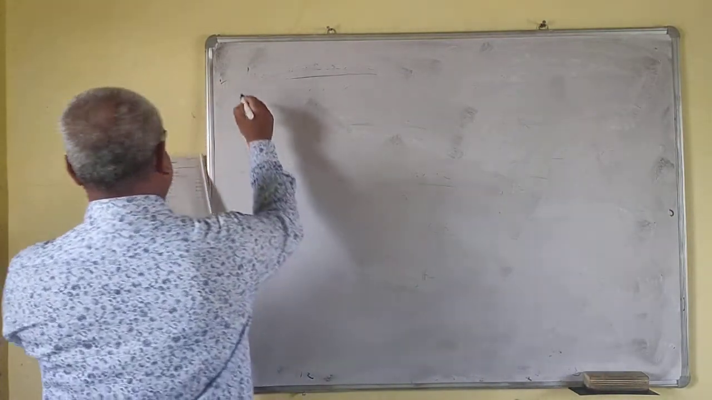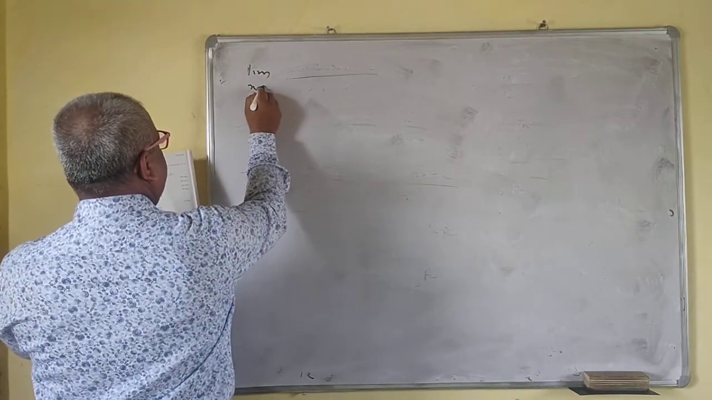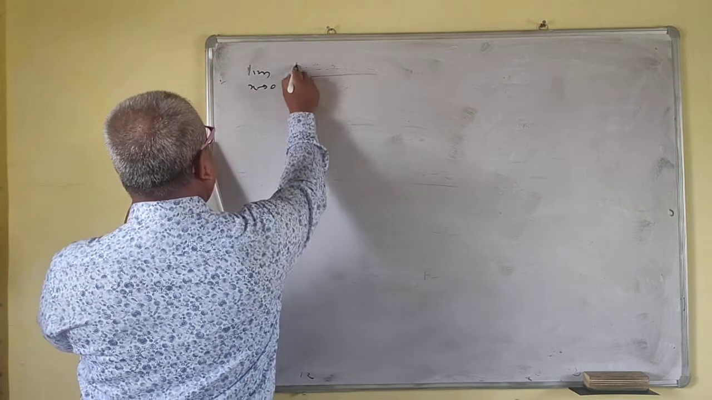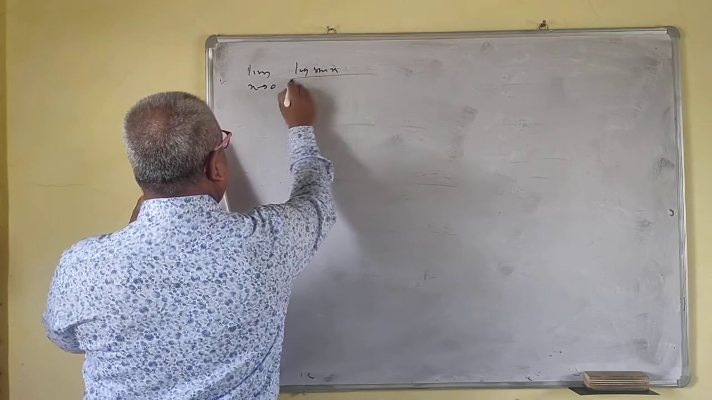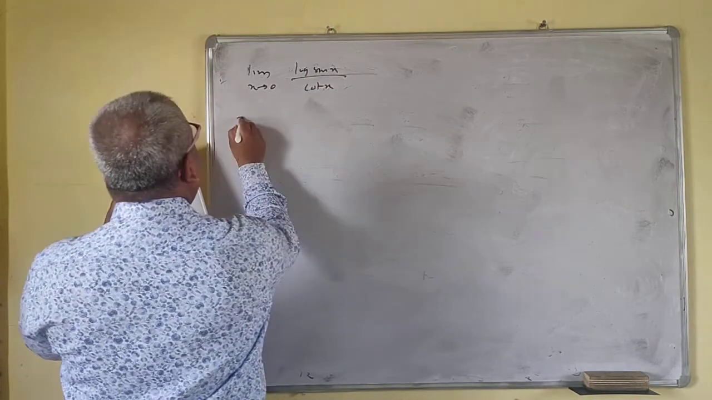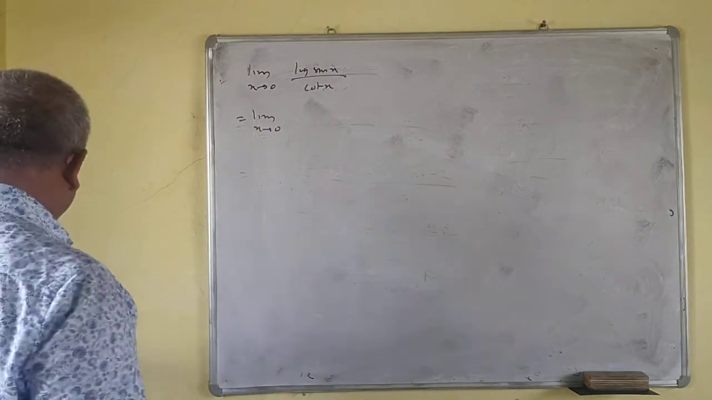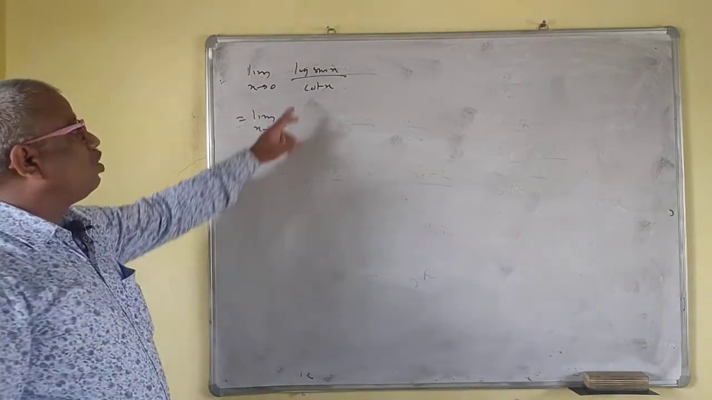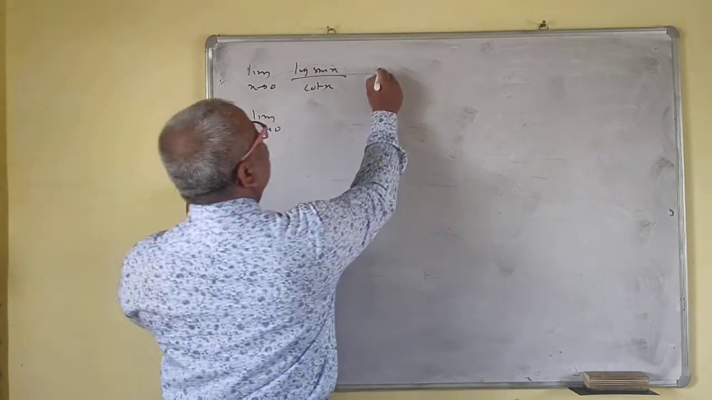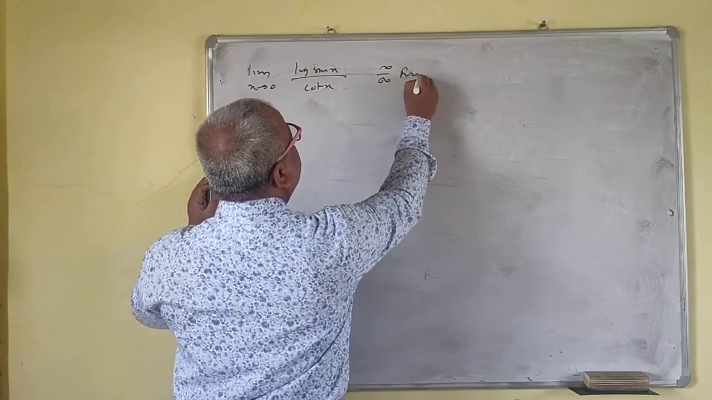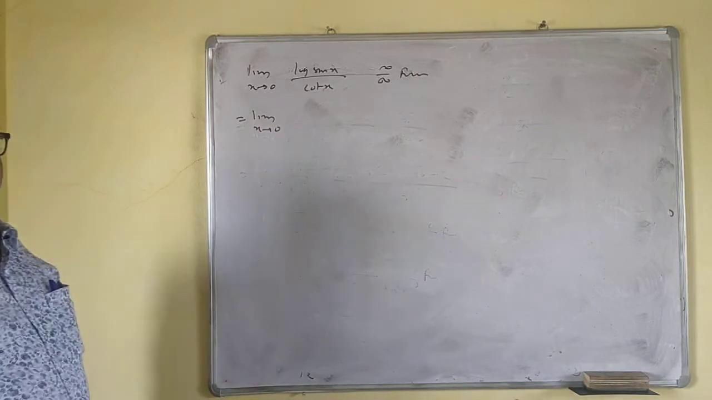Now limit x tends to 0 of log of sin x upon cot x. Okay, so what is this? Sin 0 is 0. Cot 0 is infinity. So this is infinity by infinity form. So we can apply L'Hospital rule here.